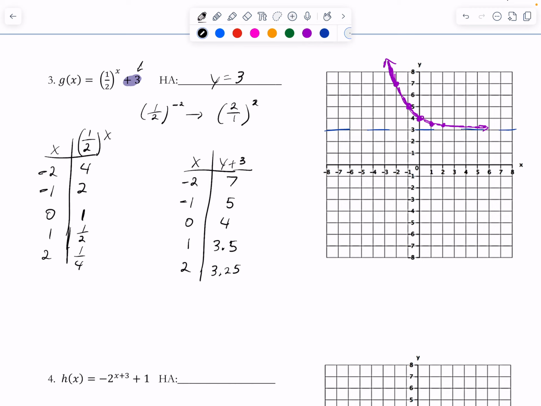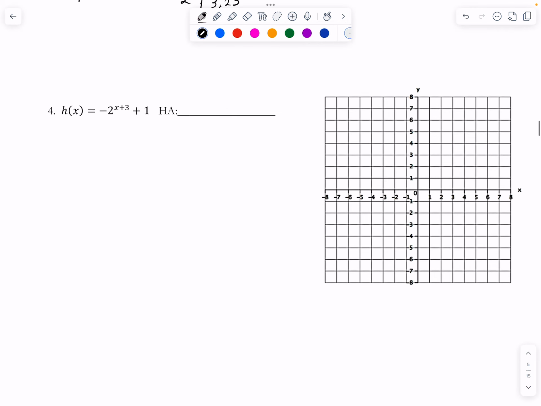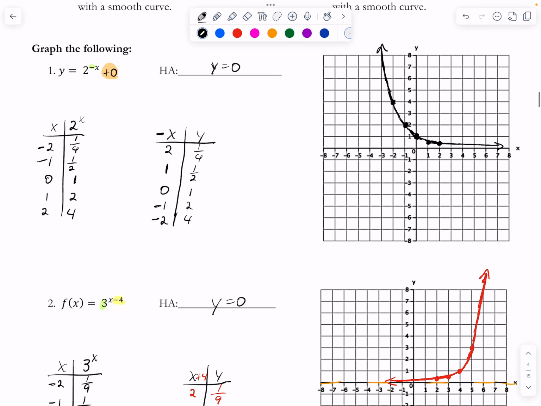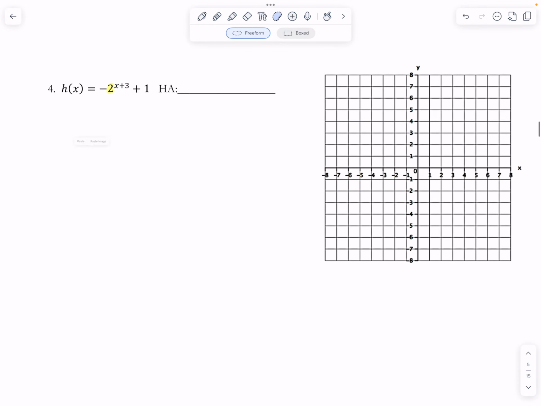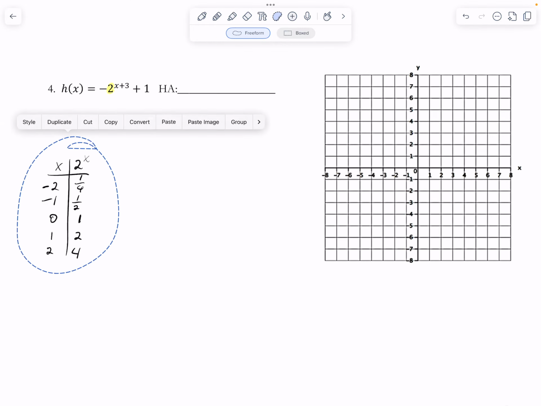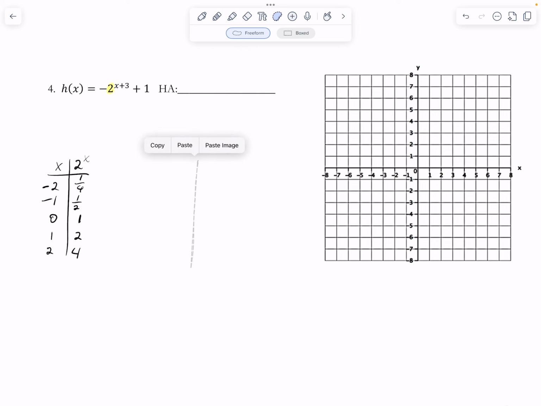Okay, let's do one more. All right, so I know it can be a lot trickier here because we have a lot going on, but I'm focused on the fact that it's just 2 to the power of x, which I actually had earlier, right? I had this that I used in an earlier question, number 1. So I'm going to copy those original points.